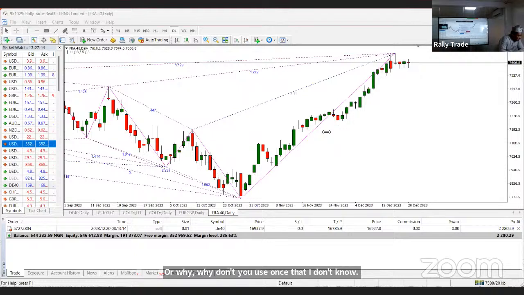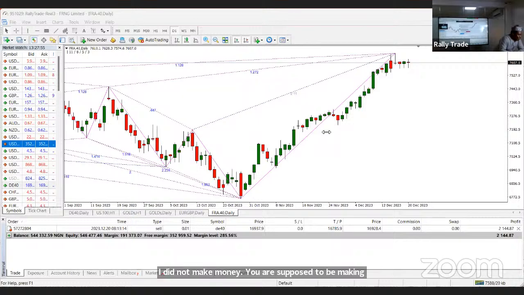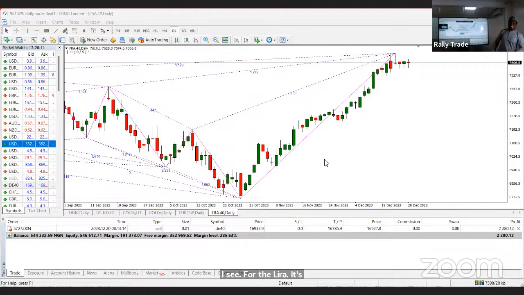I don't know. But what I'm happy about is that all of you made money. I want to hear. I don't want to hear that I did not make money. You are supposed to be making money. I don't want to hear loss. You see, 400 naira is crying. So 200 naira is still complaining. I made loss of 200 naira. Can you imagine? Somebody made loss of 200 naira, when people are making big money to buy chicken like this man now.